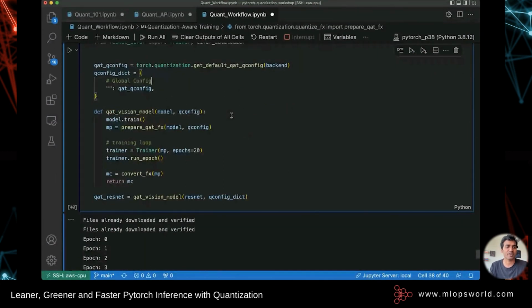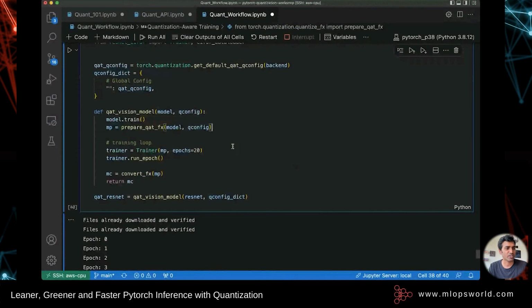So QAT is slightly different. You first switch the model back to train mode from eval because we are going to be training it. We prepare it for QAT. What this does is it prepares the model with fake quantize modules, which is very similar to what we saw in the 101 notebook, which takes in the quantized values, dequantizes them, and tries to get the quantization error, and then appends that to the loss, and then optimizes on top of that. So you prepare the model for that, you train it, and then you convert it. Very similar to the previous techniques that we have seen.